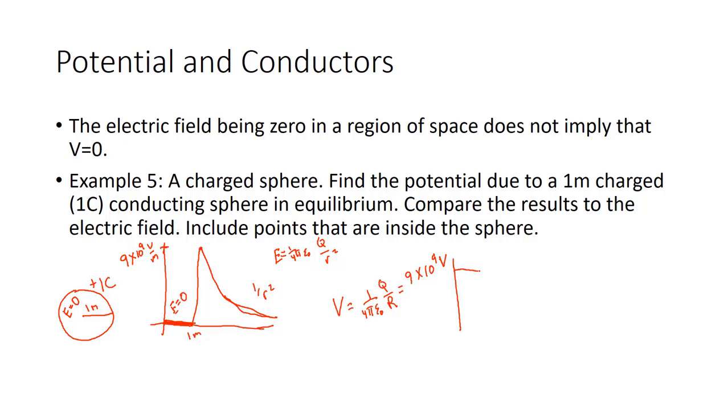And remember, E is not changing, and therefore the rate of change of V is 0. But the derivative of the constant is still going to be that. So that gives us a value here of 9 times 10 to the 9th volts. Then that's going to die off as 1 over R. I tried to draw it so it's dying off a little bit slower than 1 over R squared as we move away from our radius at 1 meter.